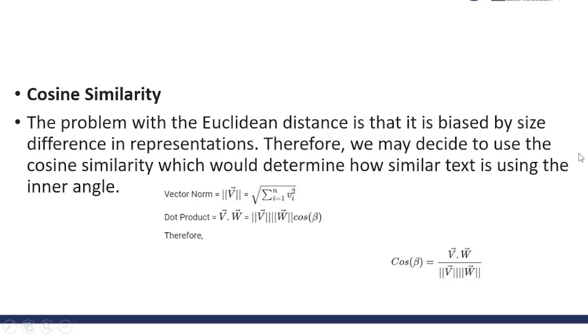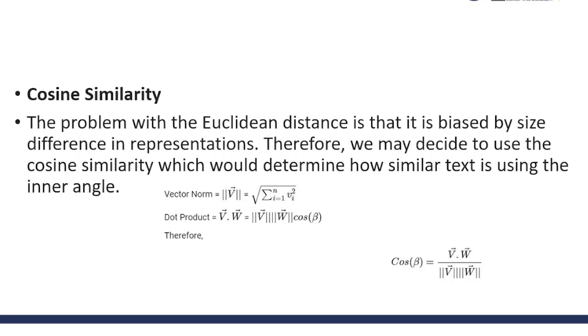Cosine similarity is helping us to understand how similar the words are using the inner angle that is there. That is, instead of just considering the distance, we are also considering the angle between these vectors.